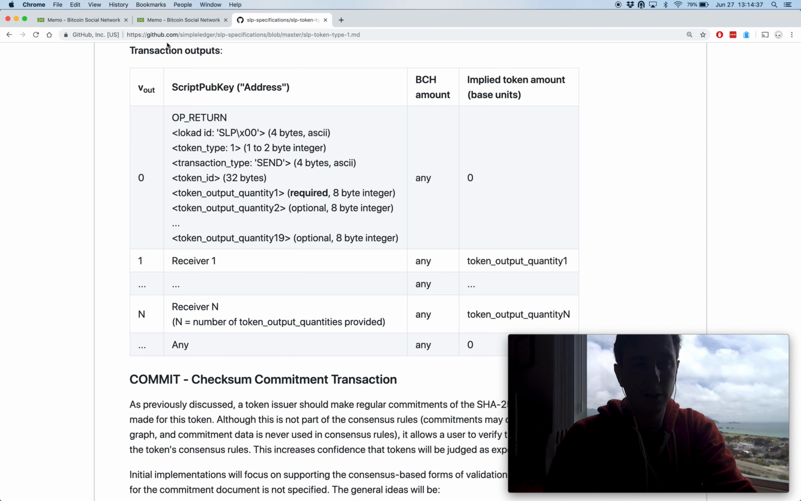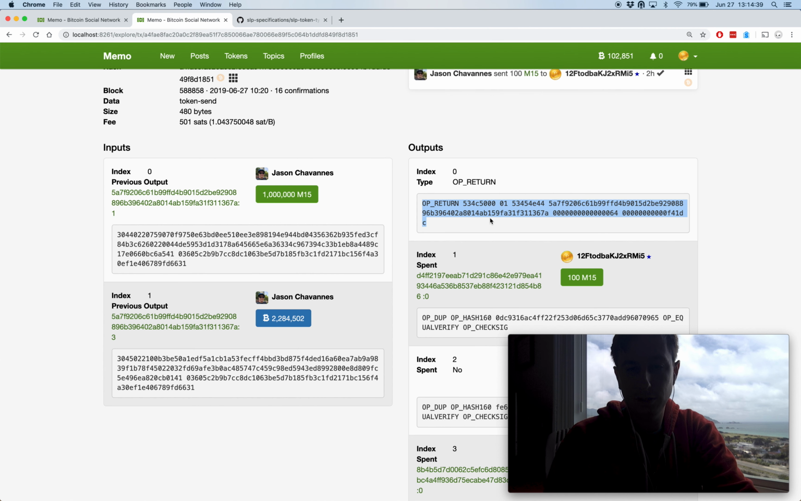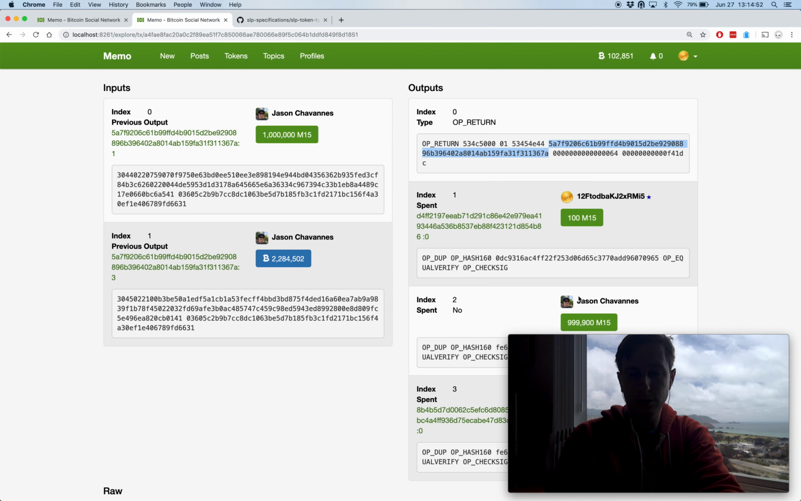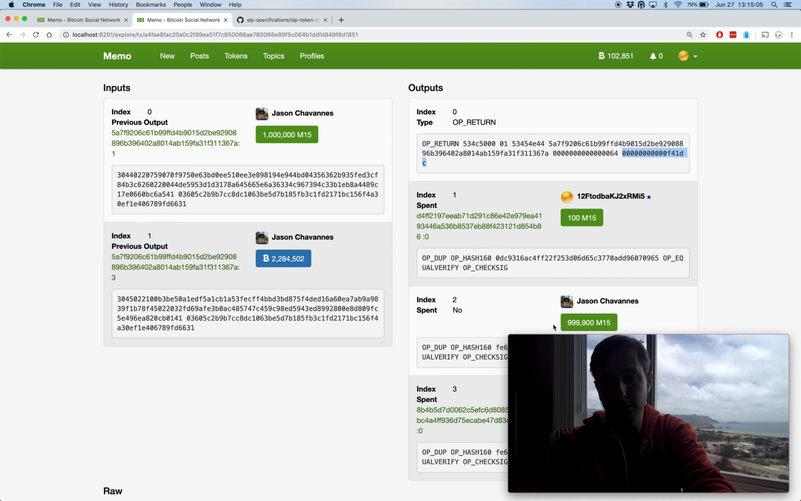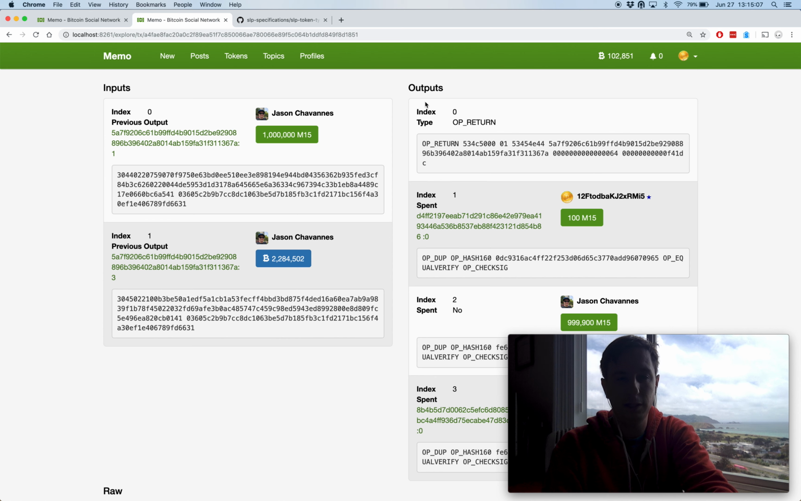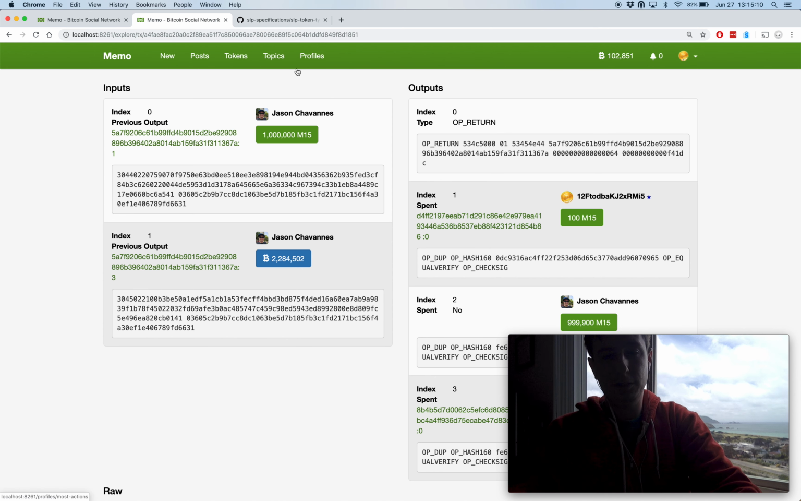So look at this transaction. You can see this is the SLP prefix, token type 1 as always, send the token hash that you're sending, and then there's this, which means 100 tokens goes to the first out index, and then this is the second. So 100, and then 999,000. So that's a typical SLP transaction, a send, and how it looks.